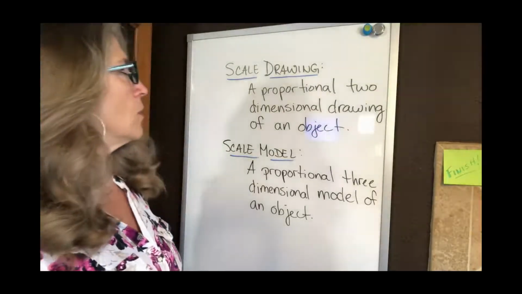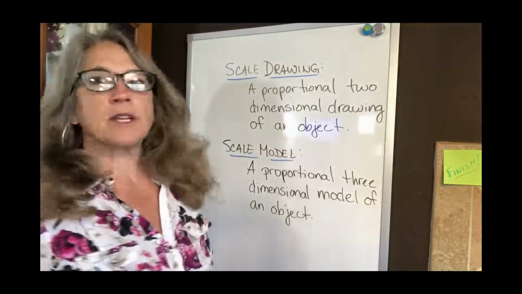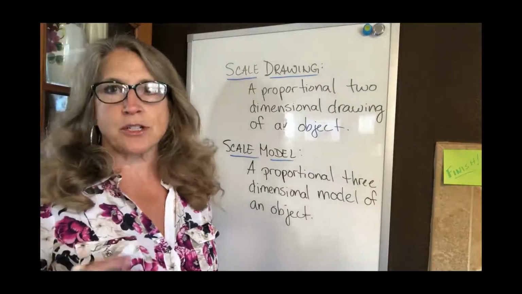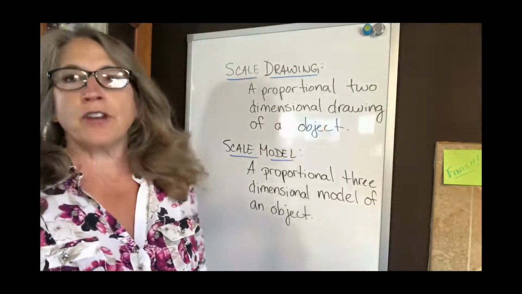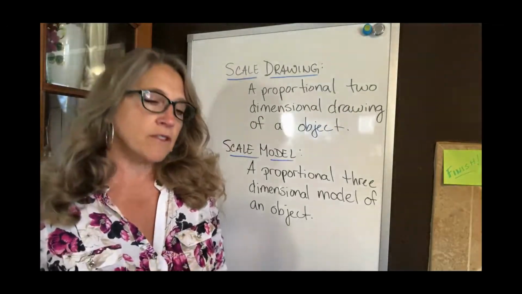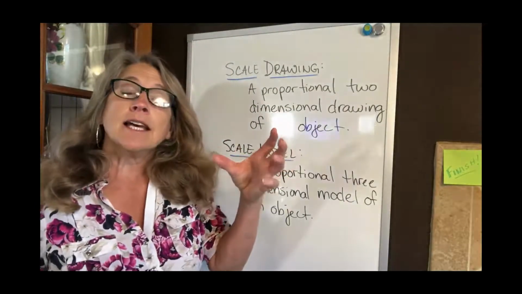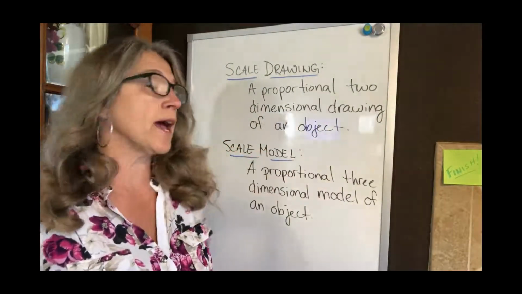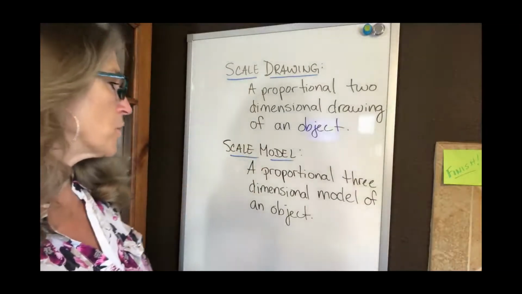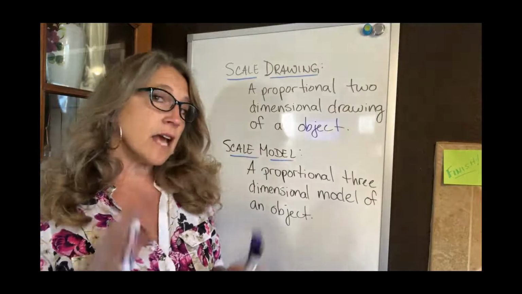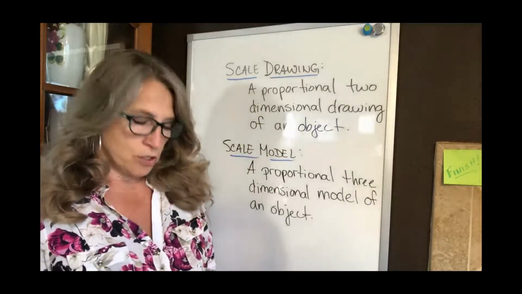Okay, so let's give you a definition of what these things are right now. A scale drawing is a proportional two-dimensional drawing of an object. So it's obviously just a drawing. It's not actually a physical object that has three dimensions, whereas a scale model is a proportional three-dimensional model of an object. So that's the difference between those two things.